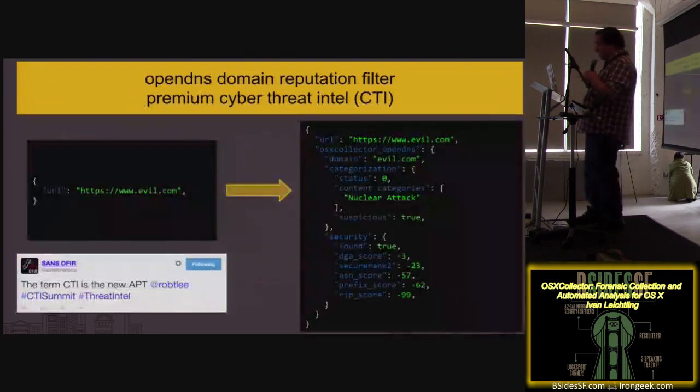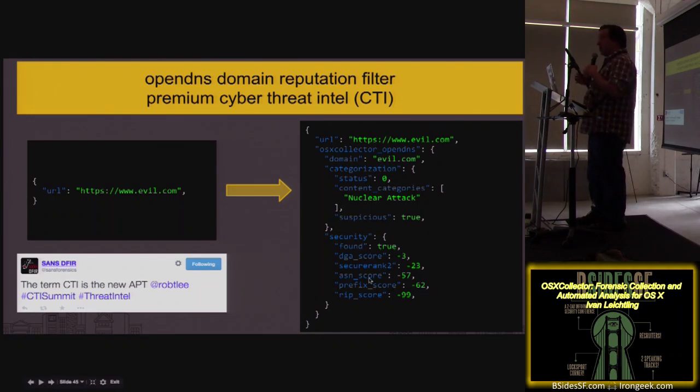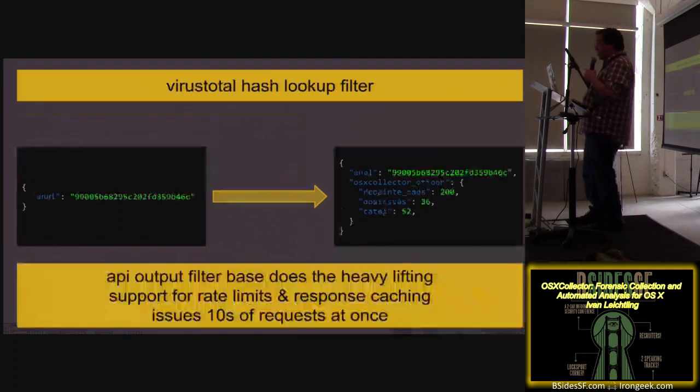OpenDNS, domain reputation filter, kind of the same thing. You can ask OpenDNS, yo, what do you know about evil.com? They have these categories, for example, where they say, this is the category of this domain. One of them is nuclear attack, which has never been in any of my data, but I like it a lot as a category. But then they can also give you all sorts of statistical scores, which you're free to interpret any way you want. And you can take some of those statistics and build a model of, given what OpenDNS saw, do you care that someone went here or did something about this? Who knows? VirusTotal hash lookup, kind of the same thing again, right?